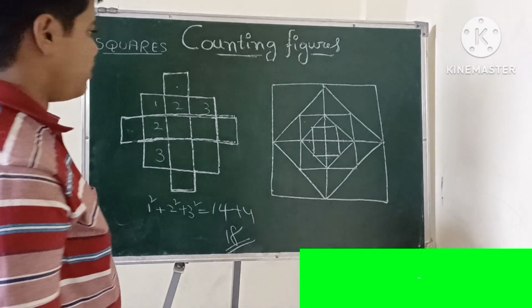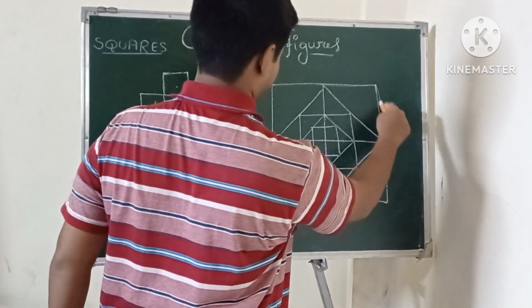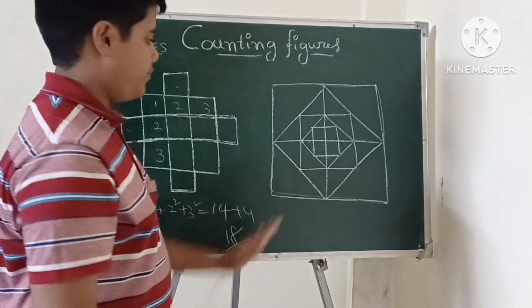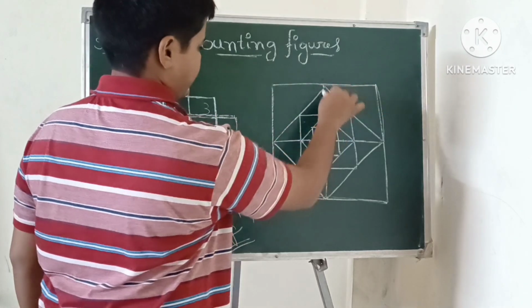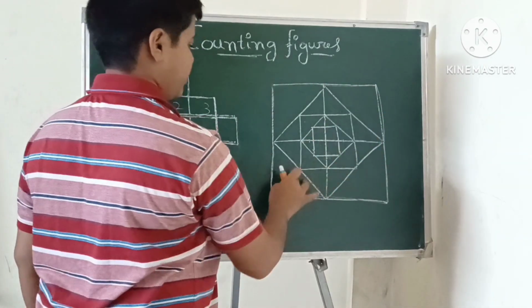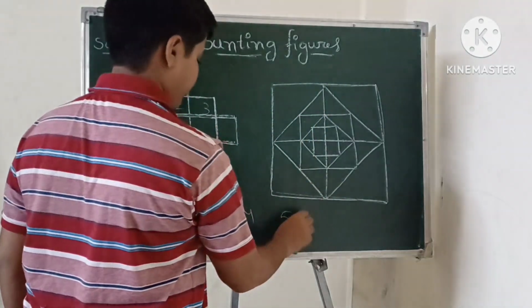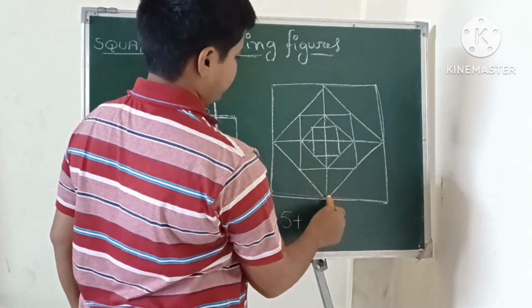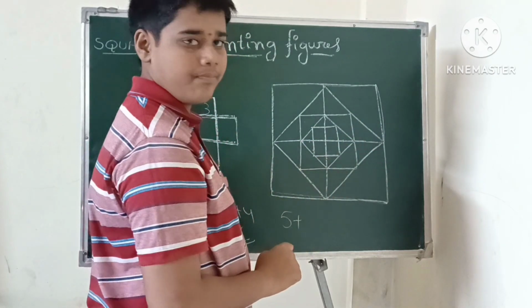Okay. So if you see this figure, I am taking the outer figure only, not taking the inner figure. So outer figure means a plus symbol is there, which means 1, 2, 3, 4 and outer square 5. So 5 squares will be. Okay. Now I am taking the inner. See here, this is a square and here a plus symbol is there.